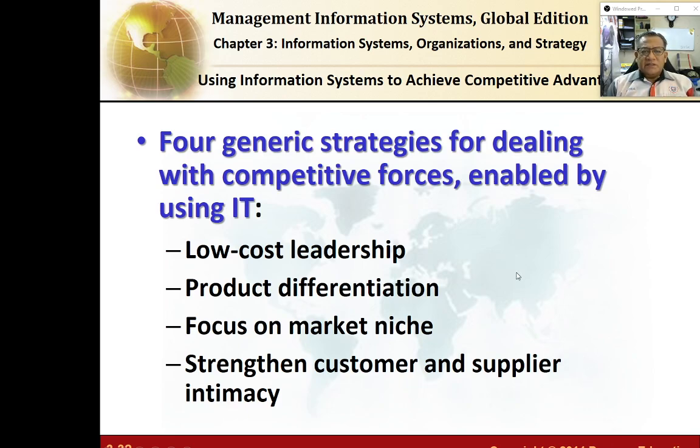We move on next to the four generic strategies of dealing with competitive forces, from the perspective of applying IT. How can a company use IT in order to lower their costs? How does a company use IT in order to create product differentiation? How does a company use IT in order to create a niche or advantage or better offerings to their customers? And how does a company use IT in order to strengthen customer and supplier intimacy?